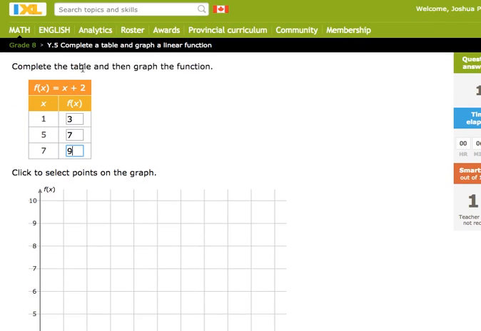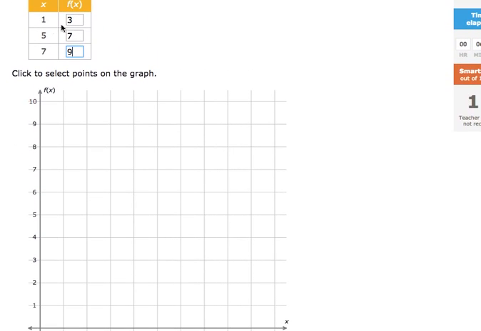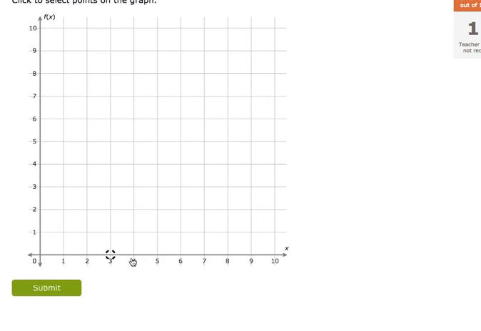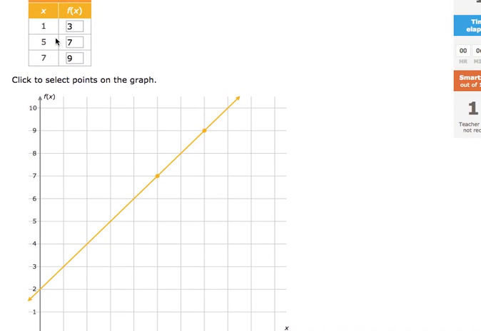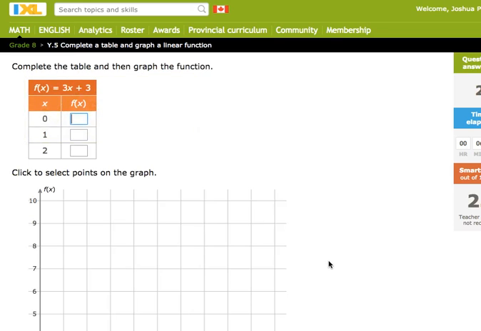That was the first job, complete the table. Second job is now graph the function. So I've got my points here. I can just take any two of them. Let's take these two, 5, 7 and 7, 9. 5 for x, 7 for y, 7 for x, 9 for y. I've just taken 2 points from this table, 5, 7, 7, 9. I've put them here on the graph, and I'm done. And then it'll tell me, hey, brilliant. So that's how it works.